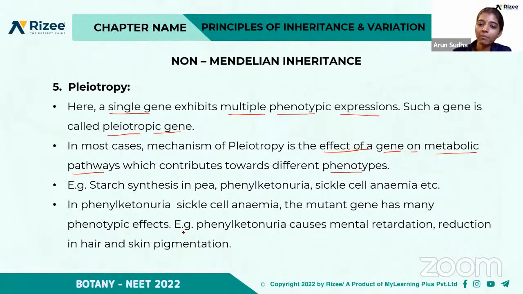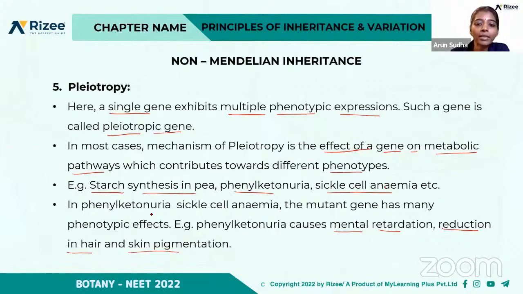As a result of it, for example, if you take phenylketonuria, it causes mental retardation and reduction in hair and skin pigmentation. Because of the defect in the metabolic pathway, it contributes to many phenotypes. So all these are due to the defect in the single gene. Similarly, in the case of sickle cell anemia also, the mutant gene has many effects. It shows many prominent phenotypic effects, that is, the physical appearance. So examples for the pleiotropic genes are starch synthesis in pea, phenylketonuria, and sickle cell anemia.